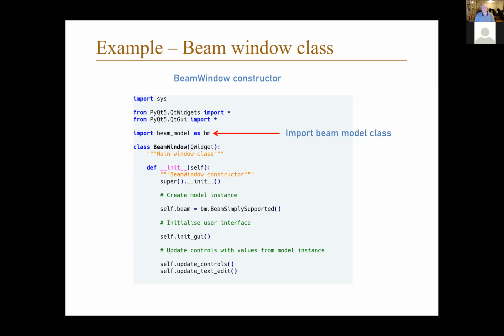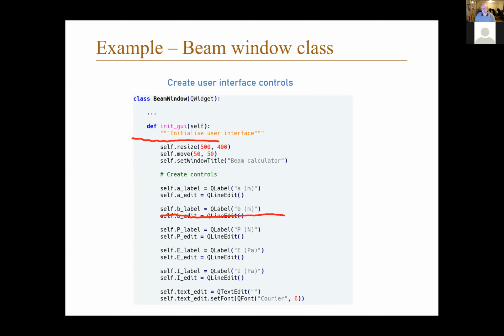Now I want to use this from my beam window, which is my main user interface class. And then I import my model like this. So now I have the beam model as BM, similar to what you do with importing CalFrem and stuff like that. The first thing I do in my constructor is create a beam object here. So now my user interface owns an instance of a simply supported beam class, an object. So now it can use that to calculate everything. And then I initialize my GUI and create all my controls.